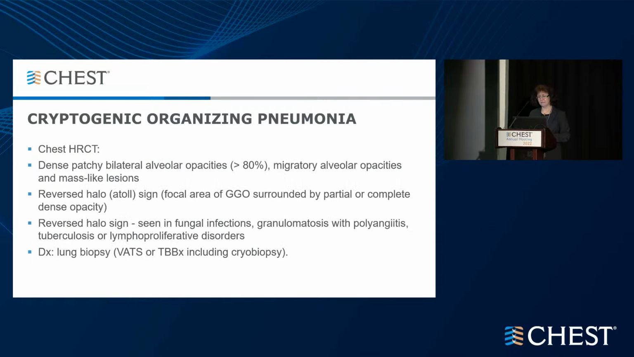The CT is quite nice for us, maybe not for the patient, but it's nice because it has classic presentations in some persons. They usually have patchy bilateral alveolar opacities. They can look migratory. Can look mass-like. The classic sign is a reverse halo or atoll sign. There is a ground glass opacity with resolution, partial or complete, in the middle. But remember, the reverse halo can be present also in fungal infections or some GPA or tuberculosis or lymphoproliferative disorders.